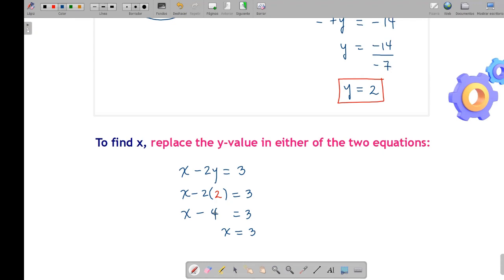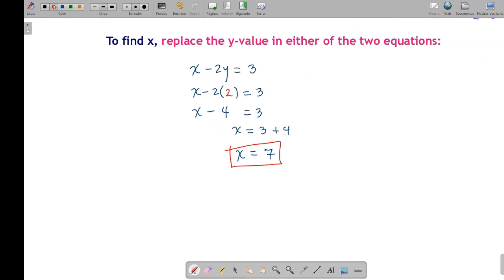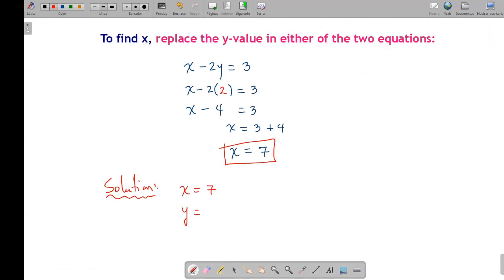3, as the 4 was negative, it passes to the other side positive. And the x value is 7. And this is the answer. What is the solution? The solution is the x is 7 and y is 2. And that's all, guys. This is the example number 1.